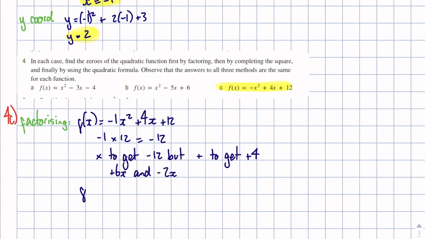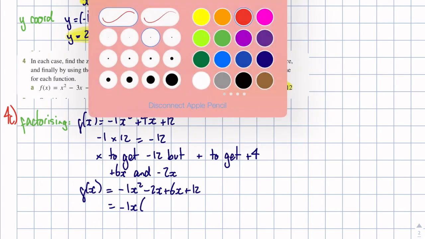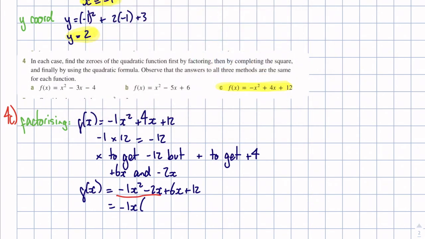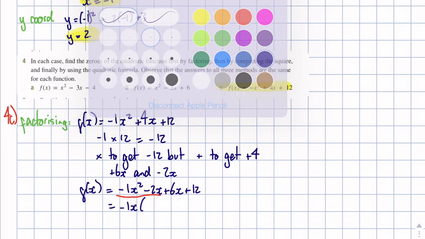Okay, so now I can rewrite f of x as negative 1x squared plus 6x. Actually, I'm going to do minus 2x first. It really doesn't matter. Minus 2x plus 6x plus 12. I only did the minus 2x first because I know I can get rid of the minus along with the minus 1x squared. So if I take negative 1x out the front, so I'm factorising these two at a time, don't forget. So I'm factorising these two first. That was the worst line I've ever drawn.